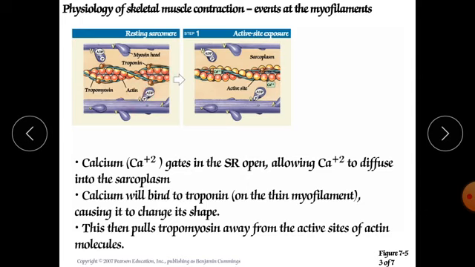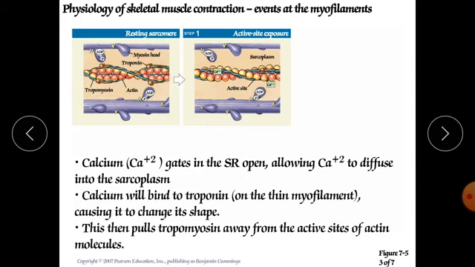The calcium will bind to the troponin. Now this calcium, troponin is here. That free calcium which comes from the sarcoplasmic reticulum will bind with this troponin on the thin microfilaments, causing it to change its shape. So it changes its shape.